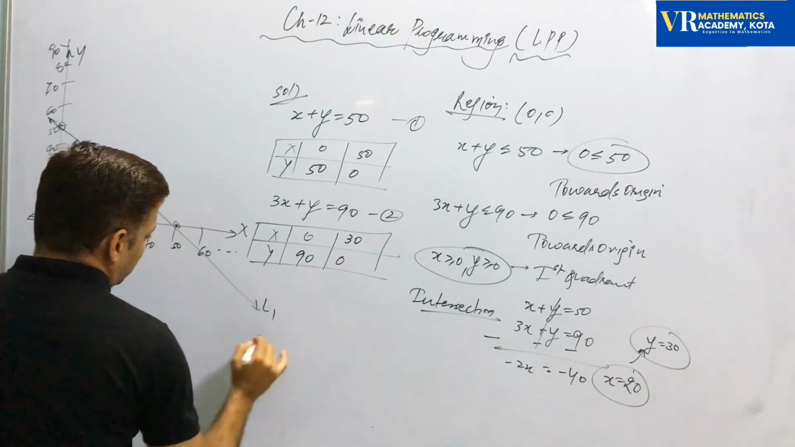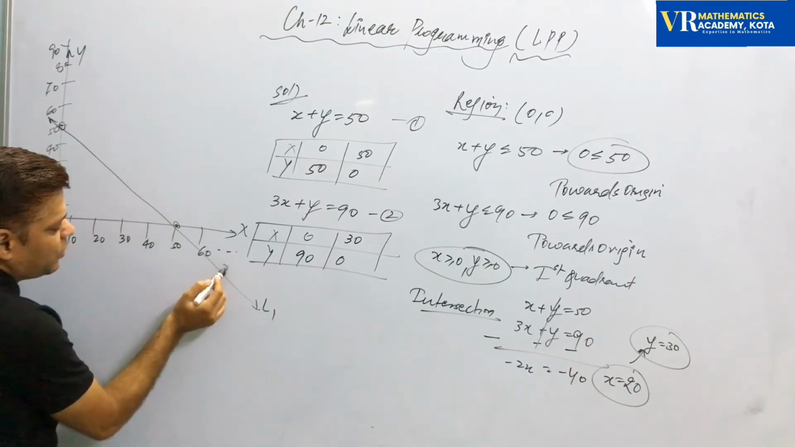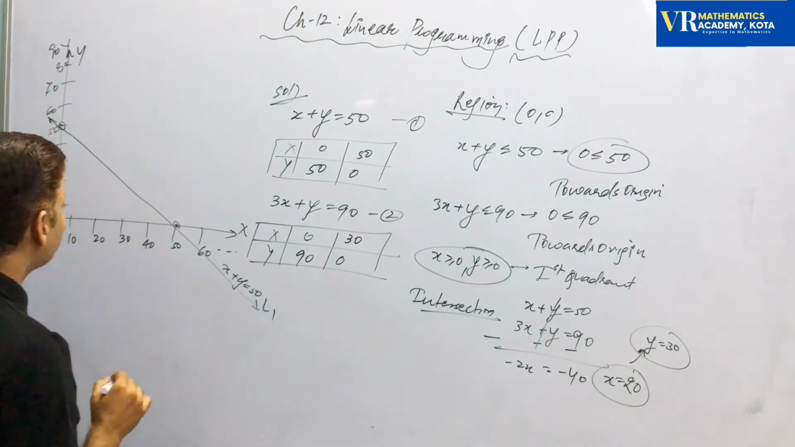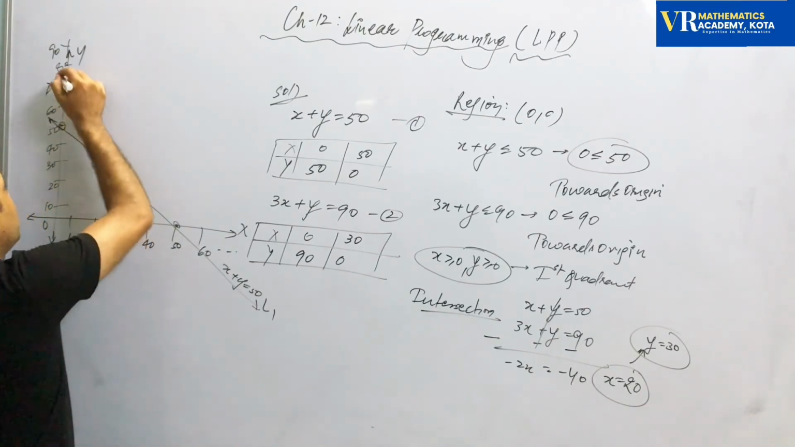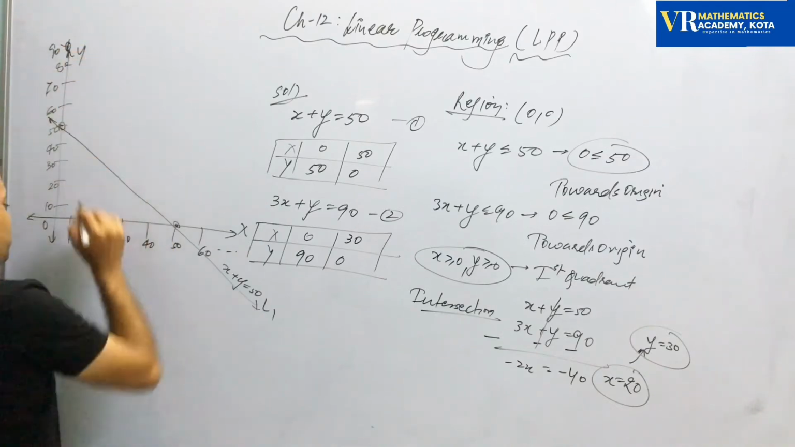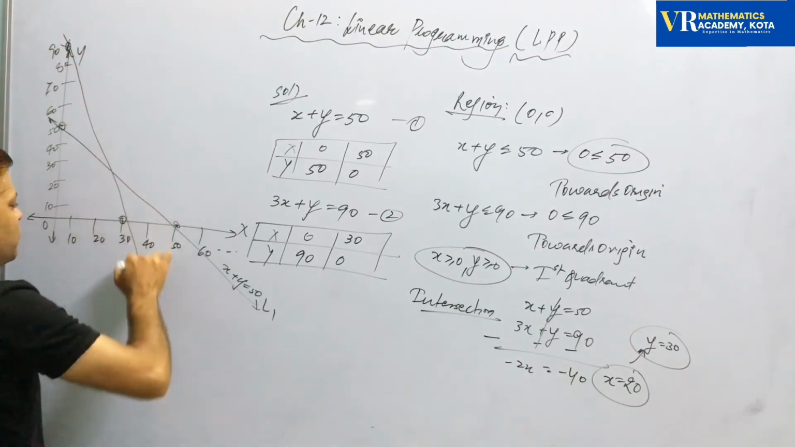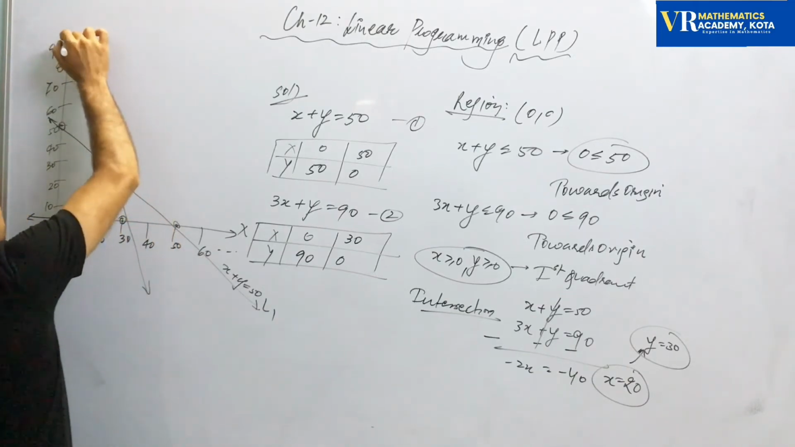This is line 1 we draw here, and the line 1 equation we just write down here: x plus y is equal to 50. The second line we also draw: this is the point (0, 90) and this is (30, 0). So we draw this line also.